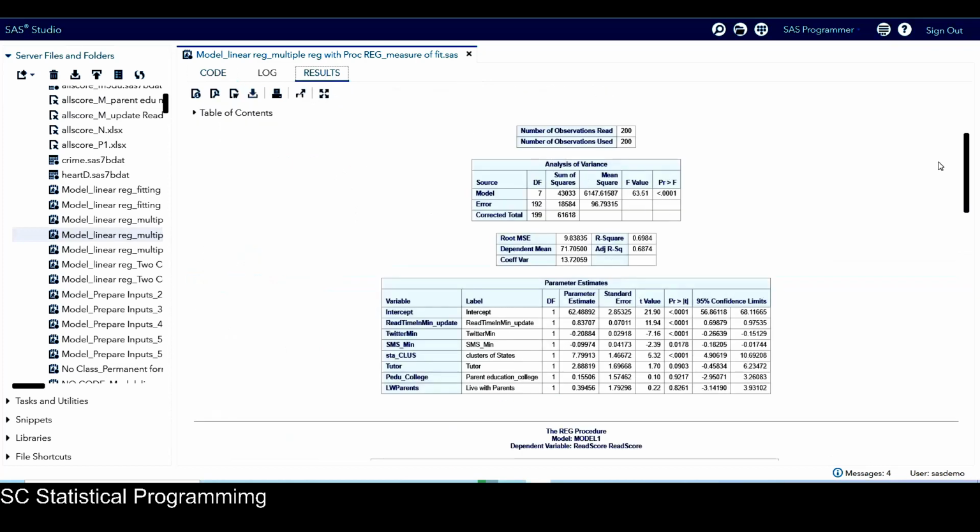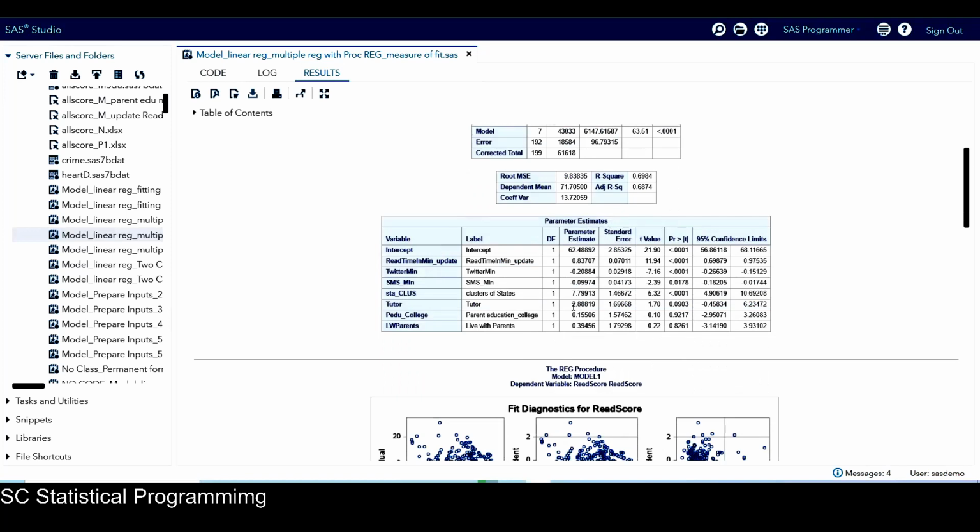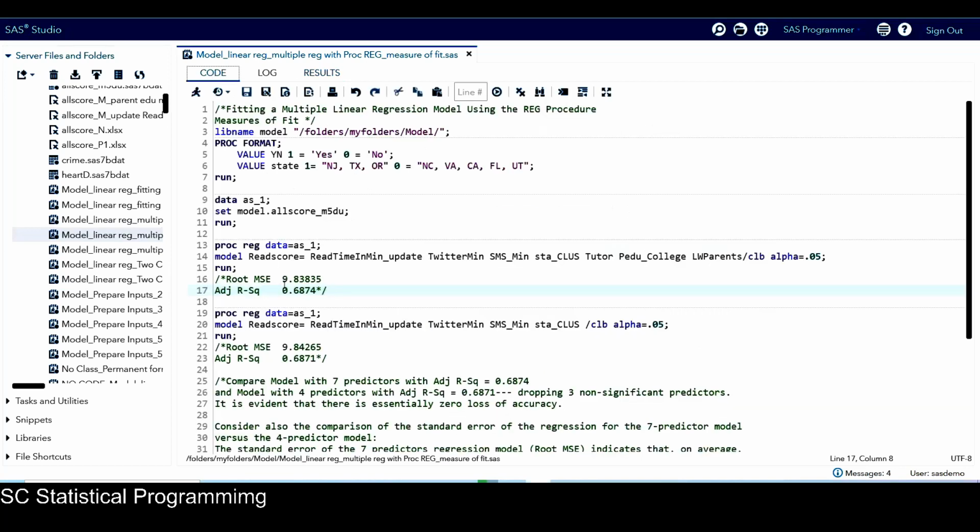And then let's look at the parameter estimates. We already know for the three variables, tutor, parent education for college, and live with parents, those three predictors are not significant at the level of 0.05. But in this model, I still include those three predictors. In this model, by including 7 predictors, we have these two statistics here.